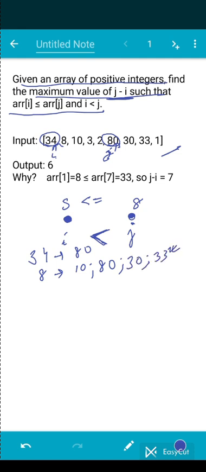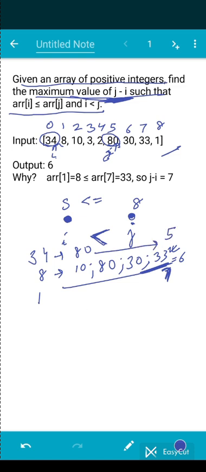So how do we choose which one to pair up? Maximum value of j minus i. That means the maximum difference between the indices. So if I just jot down the indices here, 0, 1, 2, 3, 4, 5, 6, 7, and 8. The index for 8 is 1, the index for 33 is 7, which is as far as possible. So j minus i would be 6, and for the next it would be 5, and so on, right?